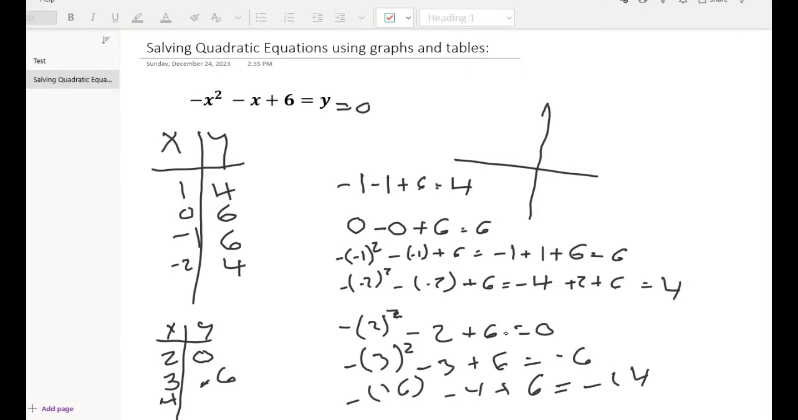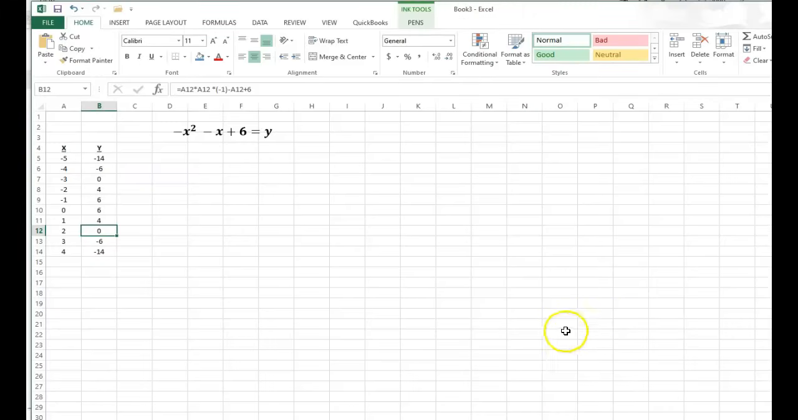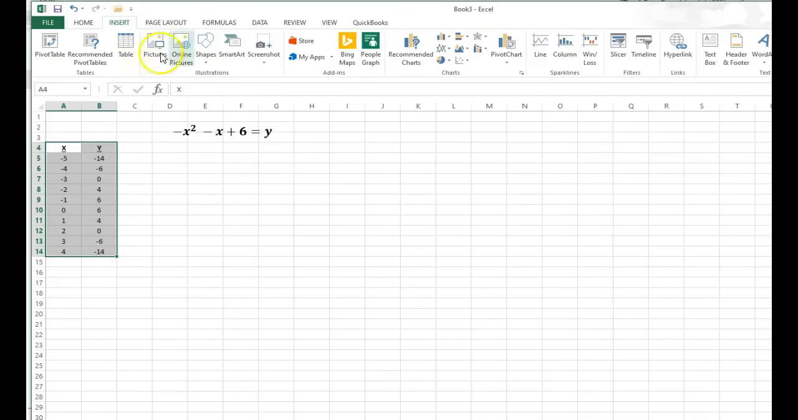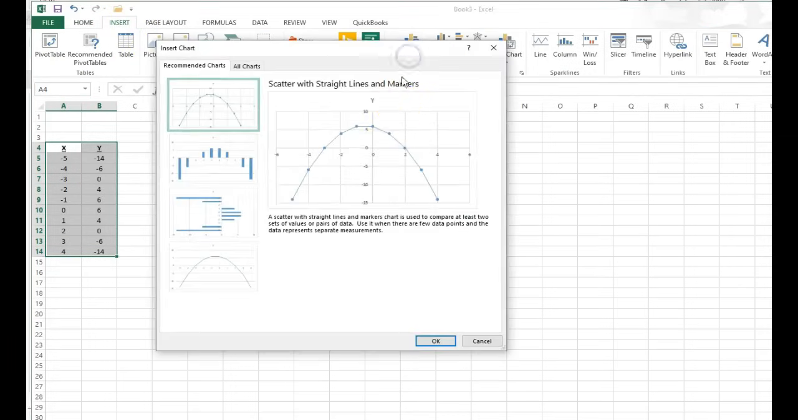Okay, let's plug in these numbers now. I went ahead and punched them in here. Here's your X and here's your Y. So according to this, when X is 4, we got minus 14. And when it's 2, this is your solution, 0, where Y is 0. But let's plot this. Alright. Insert recommended chart. Ooh, that's a nice chart. Here we go.